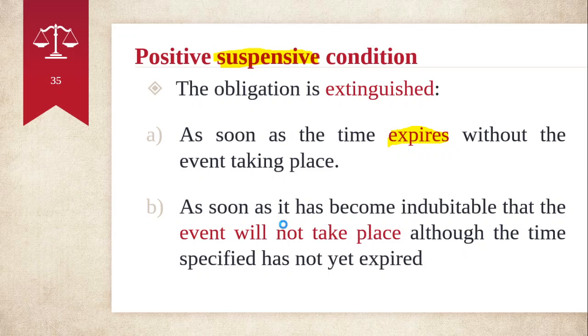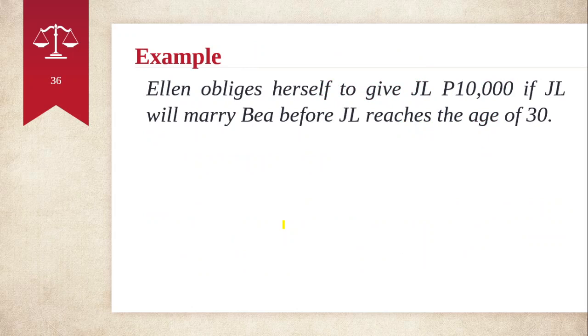Example, Ellen obliges herself to give JL 10,000. So, this is the condition now, to give 10,000 if JL will marry Bea before JL reaches the age of 30. Mukha siyang obligation with a period, kasi may deadline. Yes, para siyang obligation with a period, but still this is an uncertain event. How sure are you na papakasalan siya ni Bea? Okay? So, still this is a conditional obligation and not an obligation with a period.